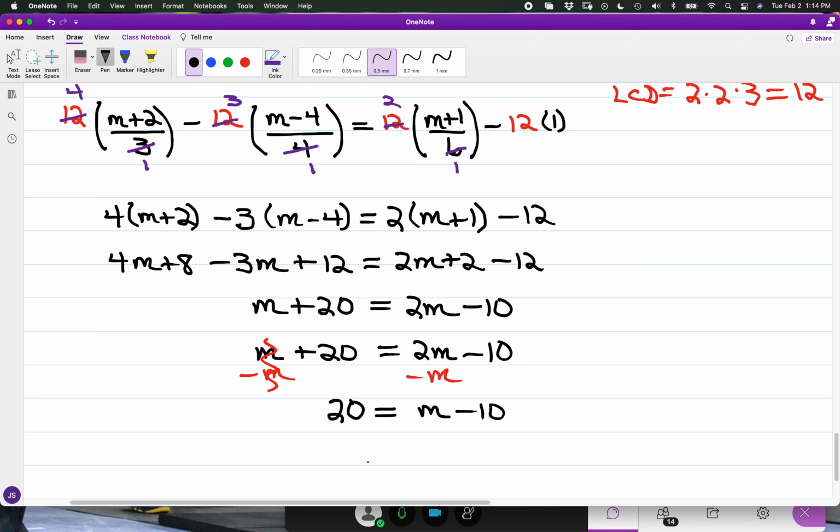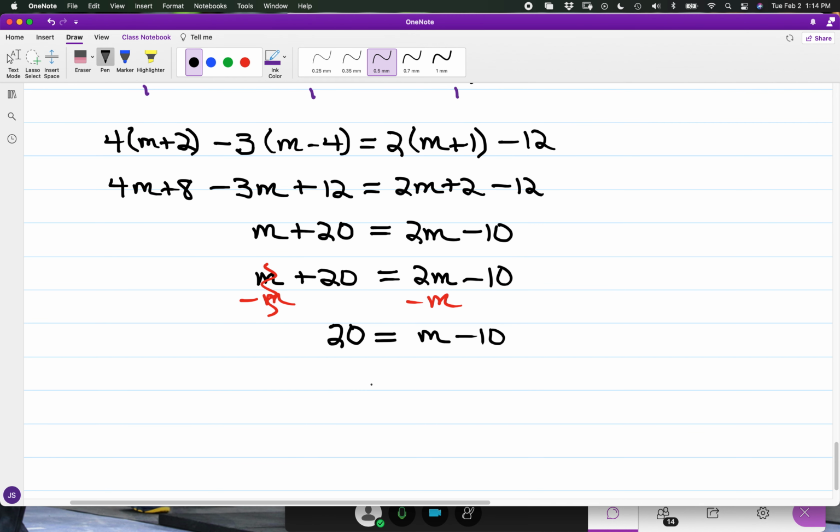minus 10. And if 20 is equal to m minus 10, well, it's going to follow that 30 is equal to m, or equivalently, for the missing value m, we have again 30.